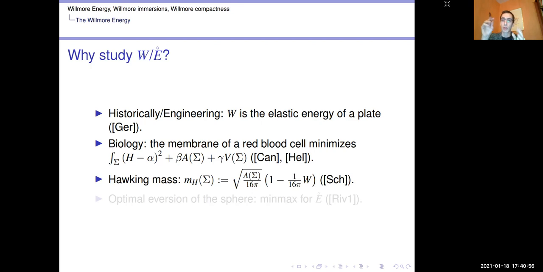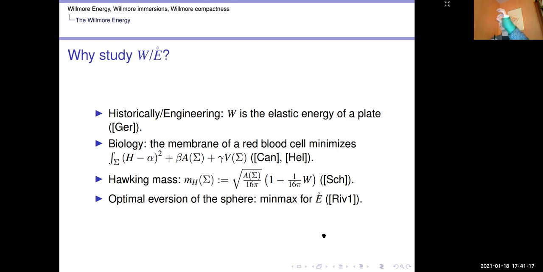Similarly, although in a bit of a wider context than what I'm considering, when I'm only considering surfaces in R3, there is the Hawking mass whose important term is the Willmore energy there. Another case is, since E-naught measures the distance from the Euclidean sphere, it's a prime measure of the quality of an inversion of the sphere.